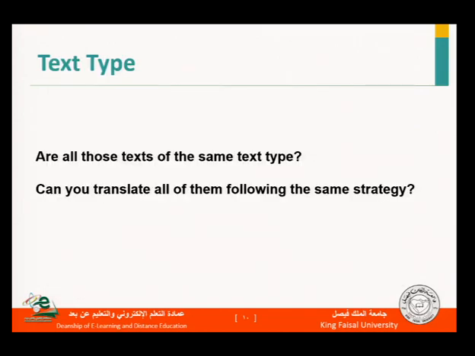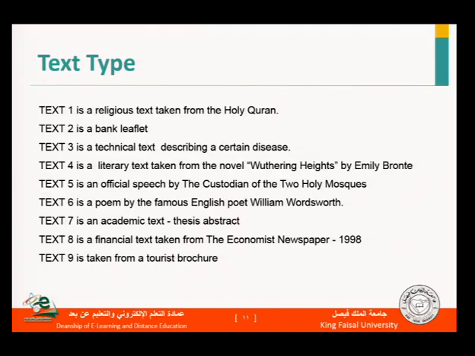Are all those texts of the same text type? And this is the question that is important. Are all texts the same? We have just seen together and read together many texts, about 9 texts, English and Arabic texts, to give you an idea about what text type we're talking about. What is the term text type, and how practically can we understand that?